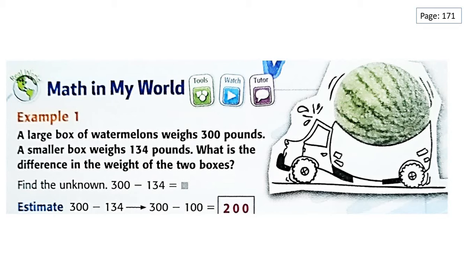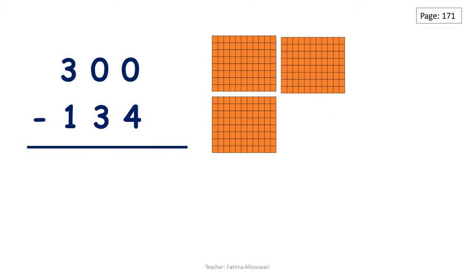Now let's find the difference, the exact number. We would like to model the first number to see how we will regroup. Let's start with ones. 0 minus 4, how much? Can we do that? Since 0 is less than 4, we cannot subtract, so we have to regroup. But if we look at the next digit to the left, it's 0 again. We have 0 tens. So what will we do, grade 3? We will look at the next digit, which is 3.